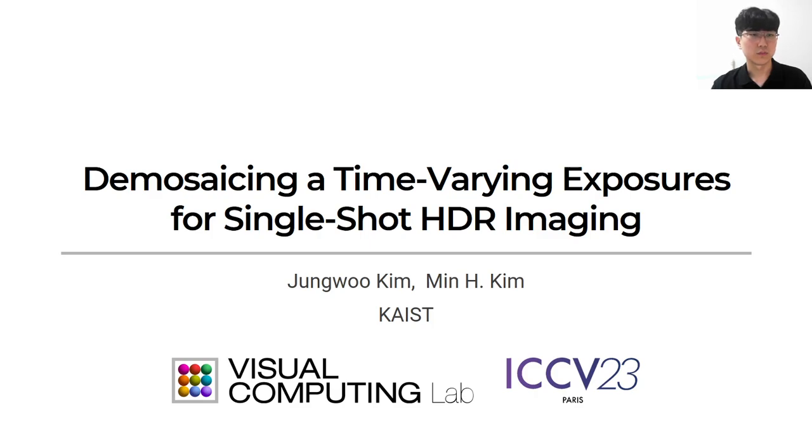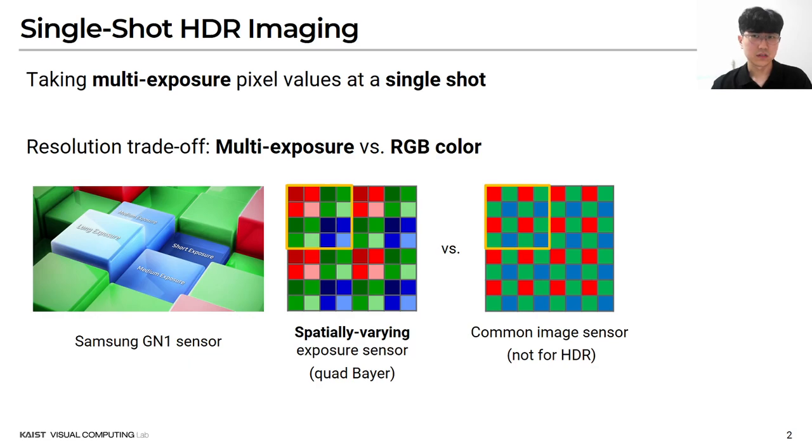In this video, we present joint demosaicing and deghosting of time-varying exposures for single-shot HDR imaging. Single-shot HDR imaging is a task that performs HDR imaging based on image sensor values obtained with a single shot. Typically, to achieve this, a spatially varying exposure sensor is used, where neighboring pixels have different exposure levels.